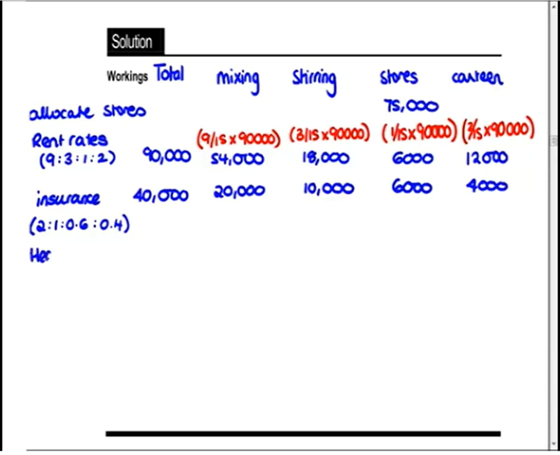Finally then, we've got the heat and light costs, and the heat and light costs in total are 57,000.